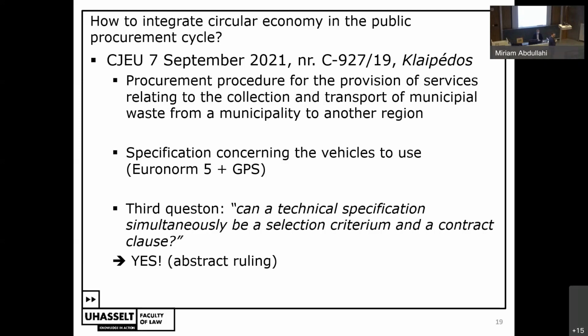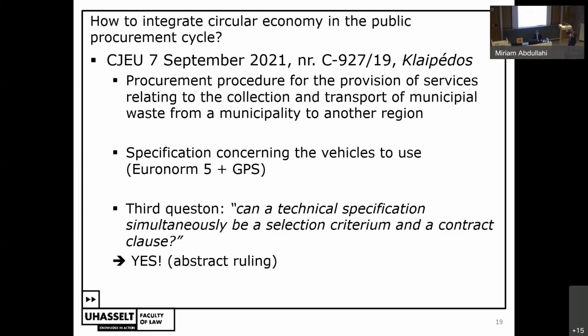And the court said, yes. Why not? If it fulfills all the criteria, all the conditions linked to the subject matter, etc., then it could be possible that that specification is a technical specification, selection criterion, and a contract clause at the same time. Yes, relating to the execution of the contract. So I think that is very interesting. And I'm still thinking about the possible implications of it. We can always discuss it later. But it's a pretty abstract ruling, but I see a lot of opportunity there.